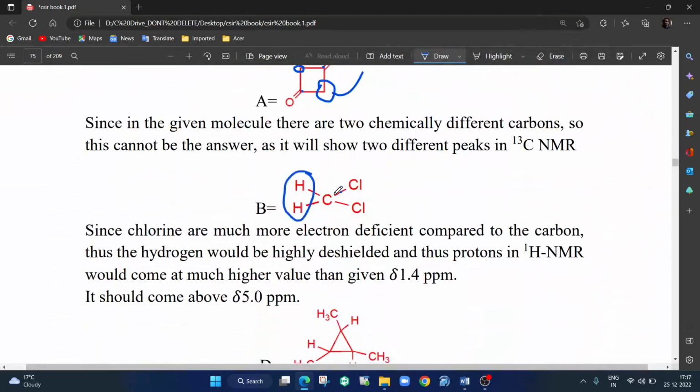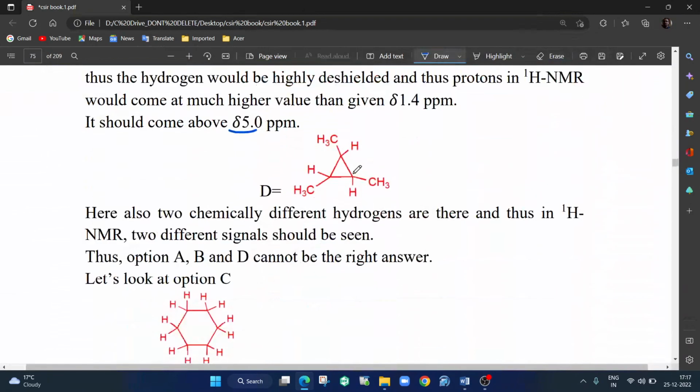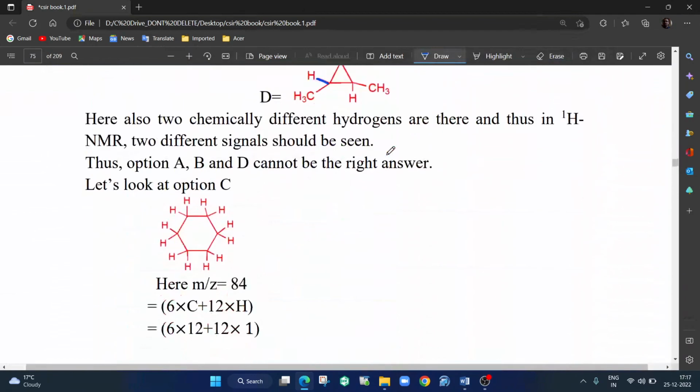The only thing is 2 chlorines are attached to this carbon. So it will de-shield because chlorine is electronegative. So it should come much higher, it cannot come at 1.4. Actually I looked into it, I drew it on camera and saw it will come around 5. Okay. So that's not the right answer. This molecule, now this is chiral because every center is having different hydrogens. So we talked about topicity. These hydrogens are diastereotopic. So they will show different peaks in proton NMR. So D also cannot be the answer.